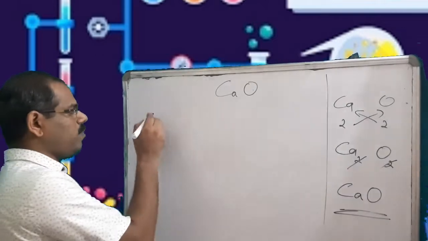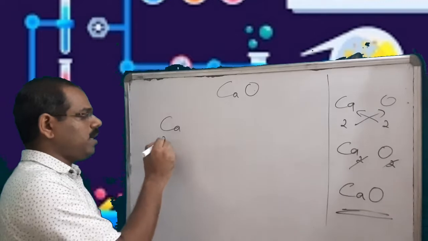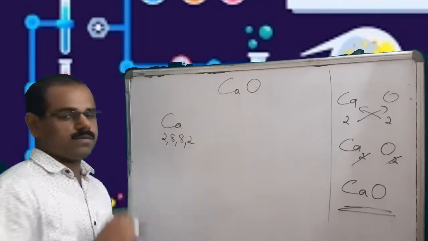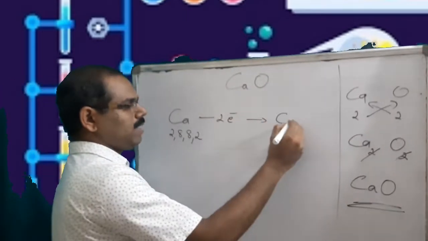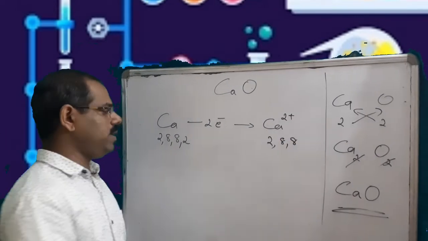Okay, we see the formation of the calcium ion. Calcium has atomic number 20, so we write 2, 8, 8, 2. Since there are 2 electrons in the outer shell, it loses 2 electrons, so that it forms calcium 2+, with electronic configuration 2, 8, 8.